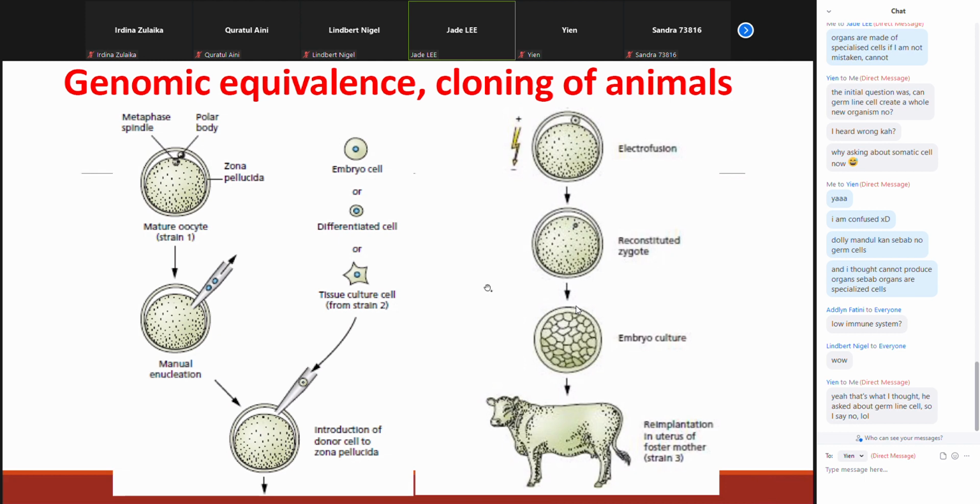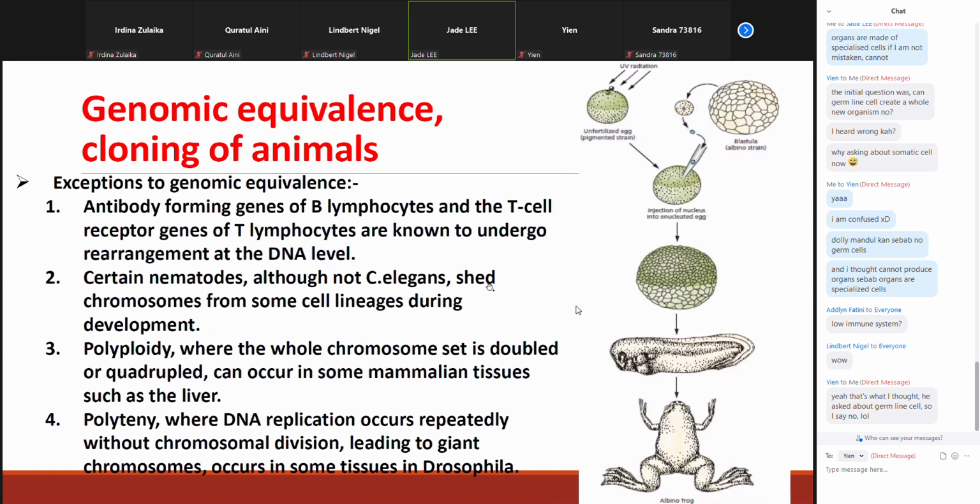Right, but there are some exceptions to the genomic equivalence. For example, the antibody-forming genes of the B lymphocyte and the T cell receptor genes of the T lymphocyte are known to undergo rearrangement at the genetic level. Not every cell is going to do that, but for certain cells, there are some exceptions.